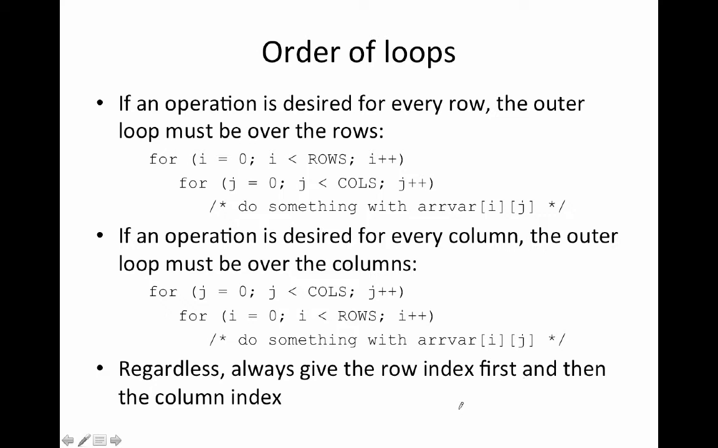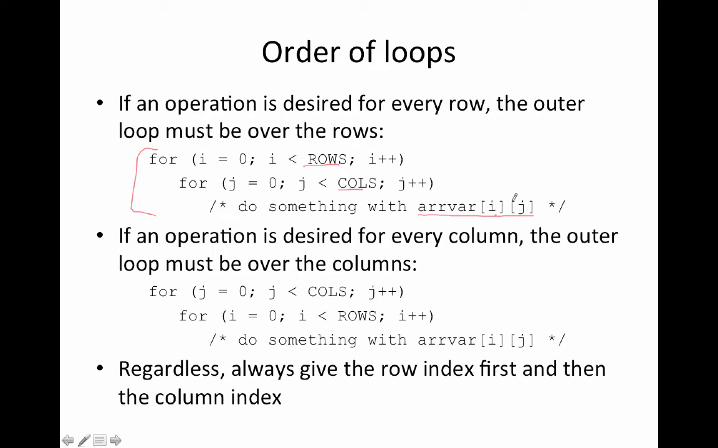So when is the outer loop over the rows? When is it over the columns? If you want to do an operation for every row, the outer loop must be over the rows. So if we're doing something for every row, then the outer loop is over the rows, the inner loop is over the columns, and we're doing something with arrayVar[i][j]. So again, the row index first and then the column index.